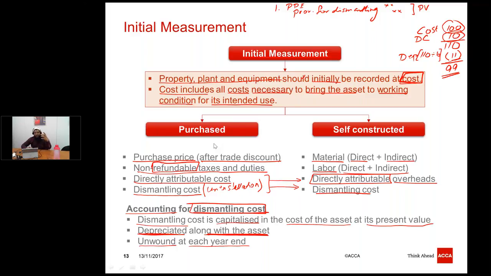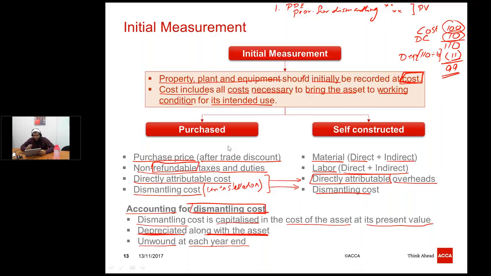So for example, if I'm shipping a plant from somewhere else, and the shipment has a requirement that the asset should be insured during the shipment process, that would be capitalized. But if the insurance is not necessary, that would be treated as a separate asset and not as a part of the asset itself.